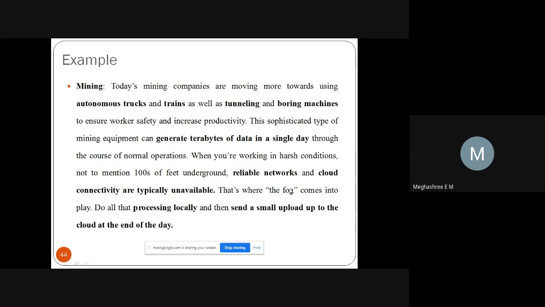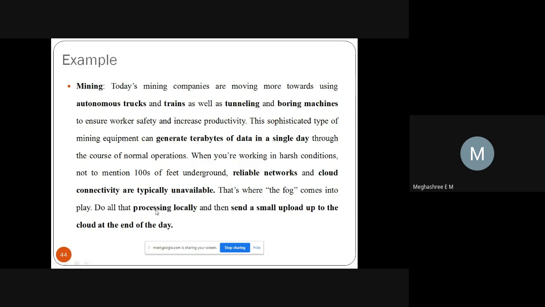What does this fog do? This is nothing but a node, or a device, or a system. What does it do? It processes the data locally and then uploads the data to the cloud at the end of the day.